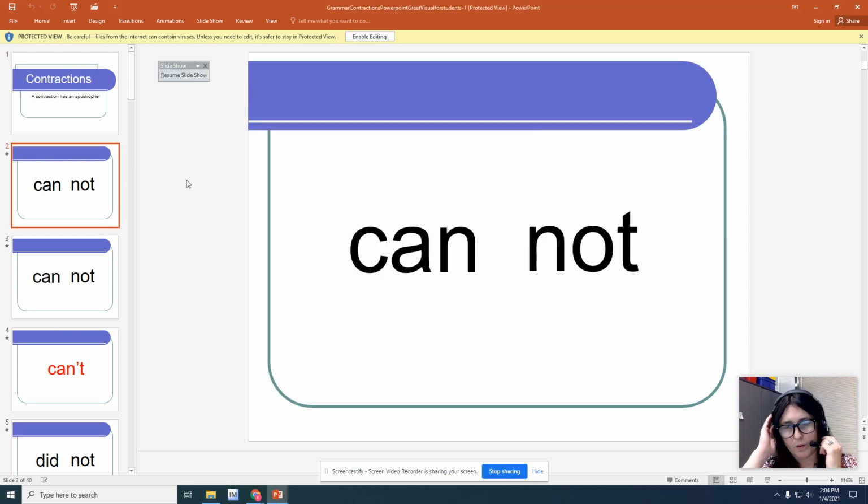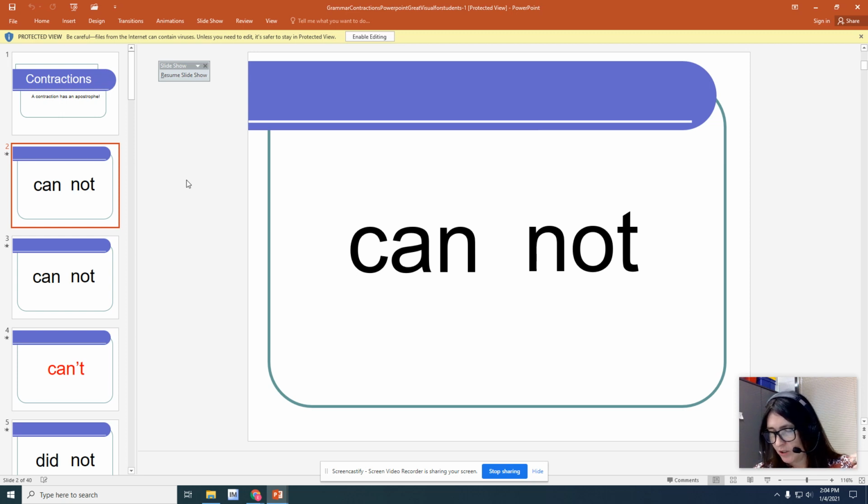We're going to start with the two words that we're going to contract. Remember, a contraction is a word that is a shortened form of two words that are put together. Let's do the first example together. The first example is the words can and not. When they're put together, the new word is cannot.